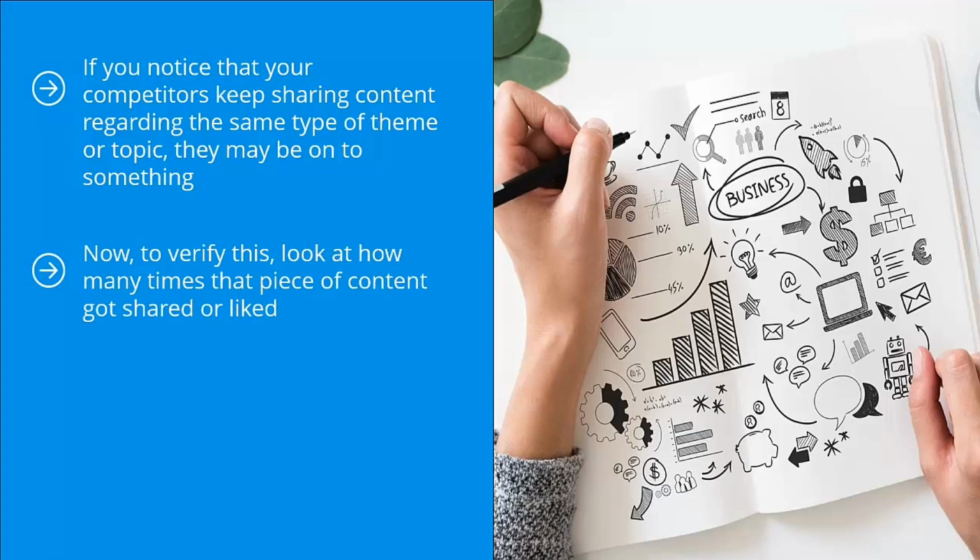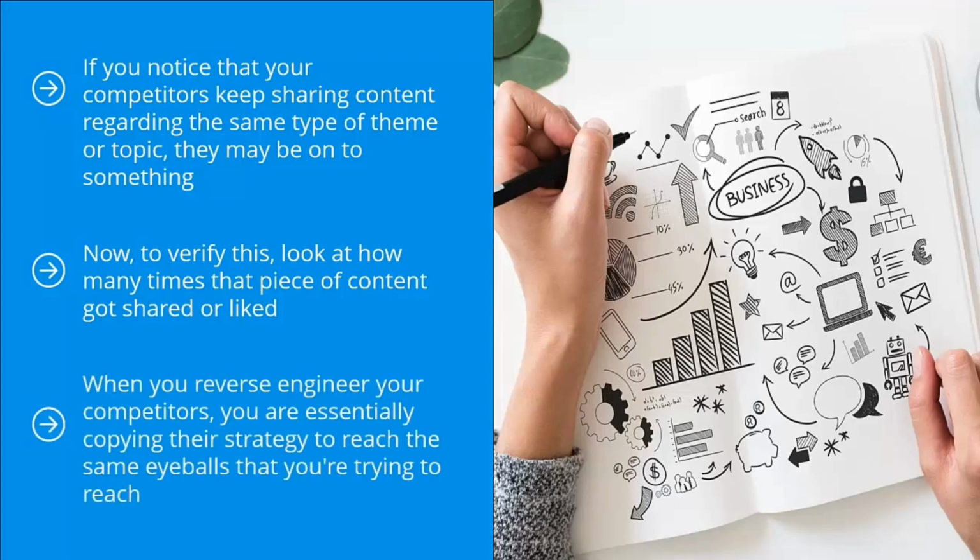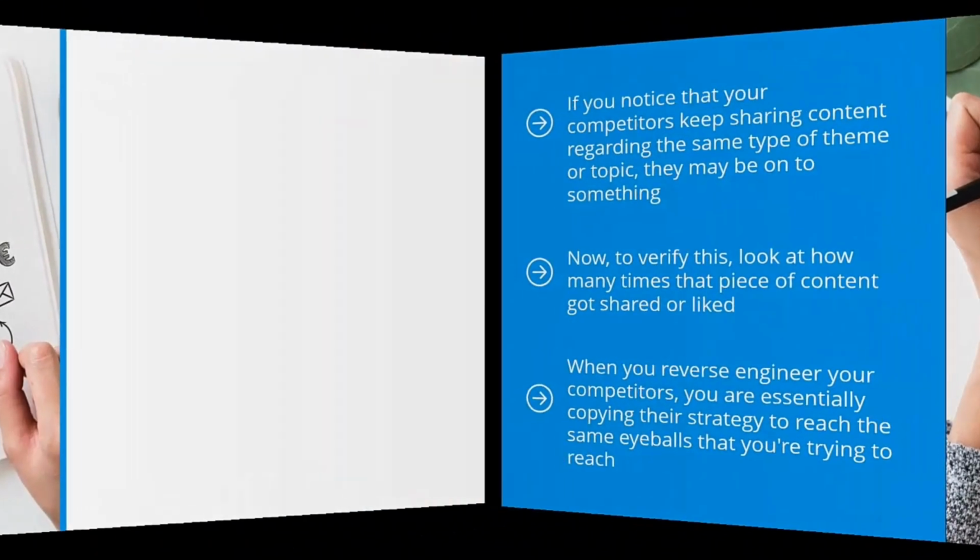That should give you some sort of objective proof that this content actually resonates with your target audience members. When you reverse engineer your competitors, you are essentially copying their strategy to reach the same eyeballs that you're trying to reach. This also applies to content curation, where you take content that is published by other people and you promote it on your social media platform.